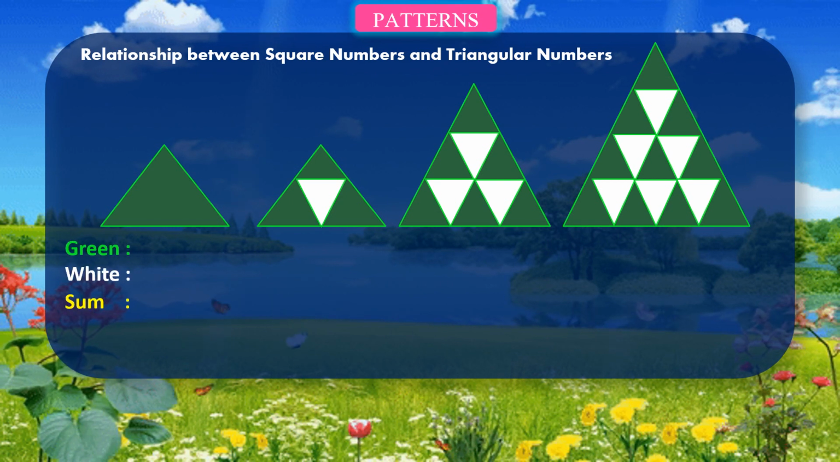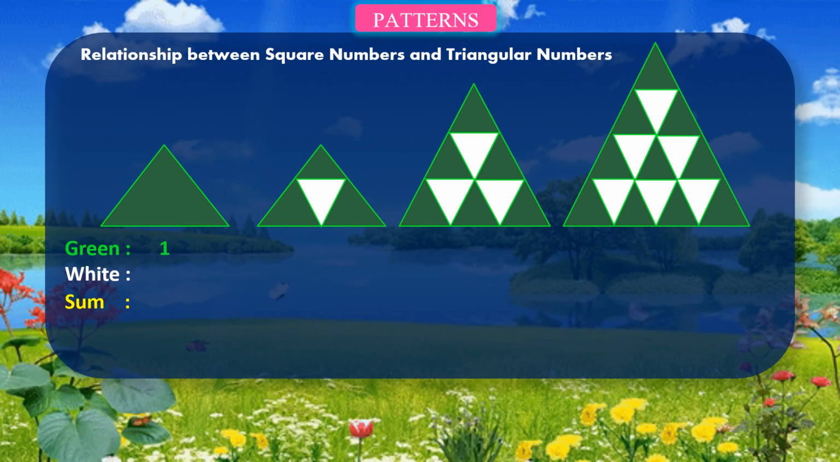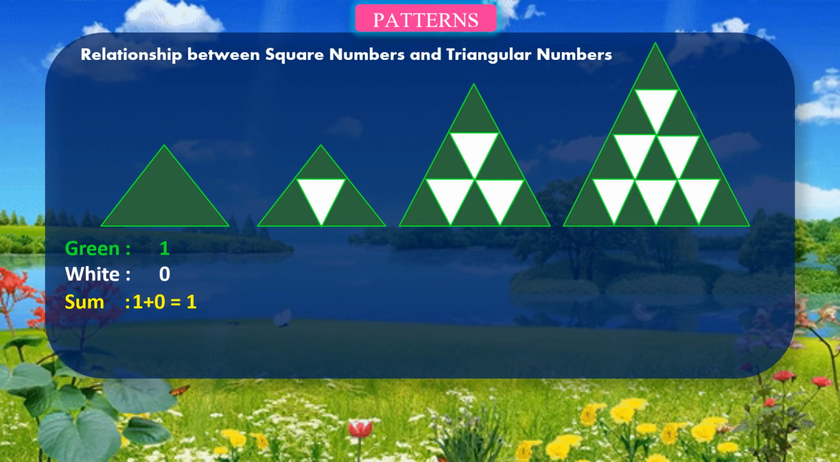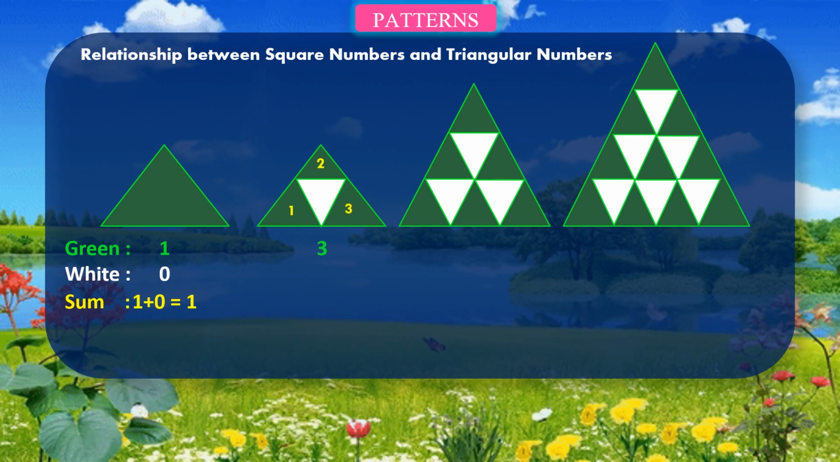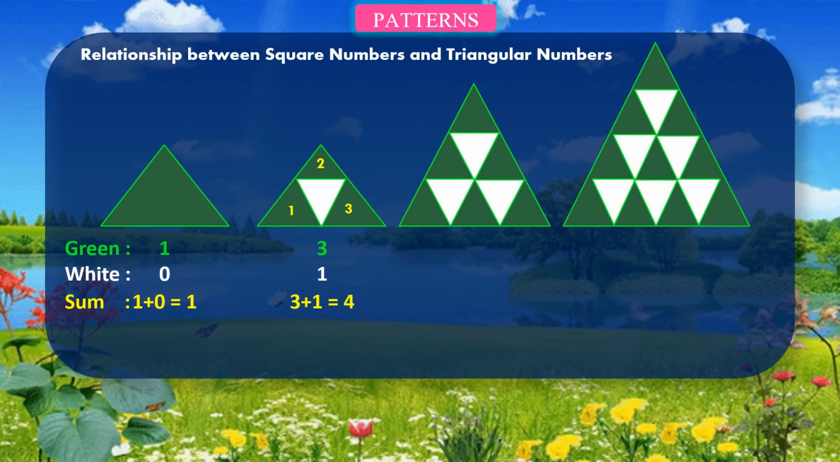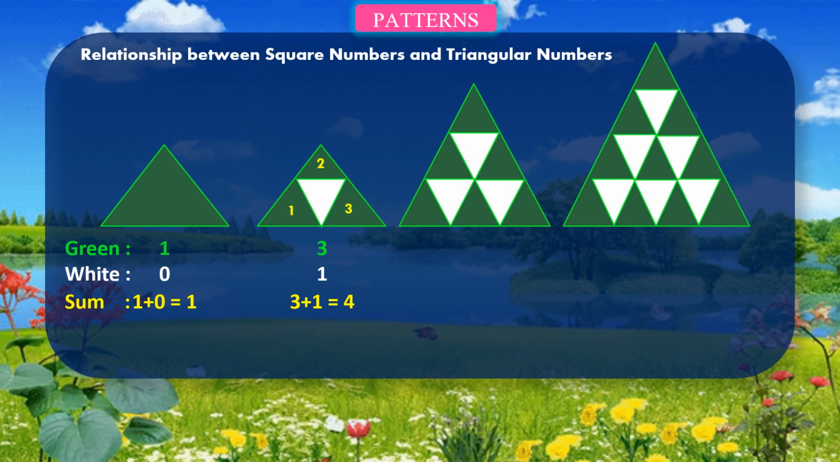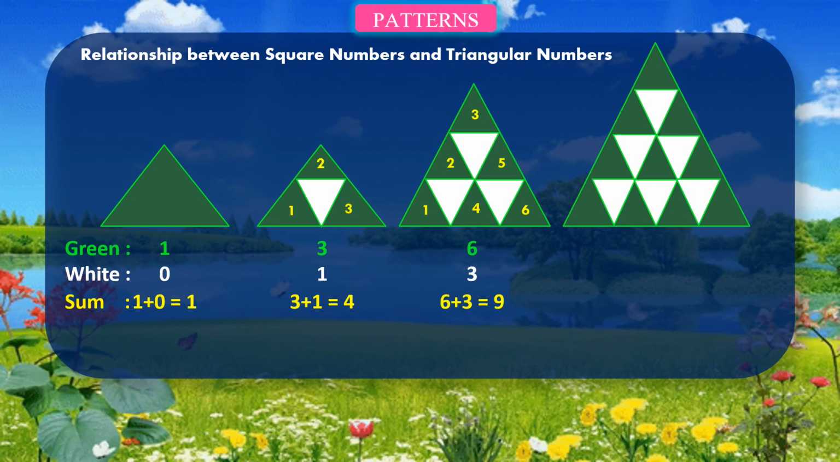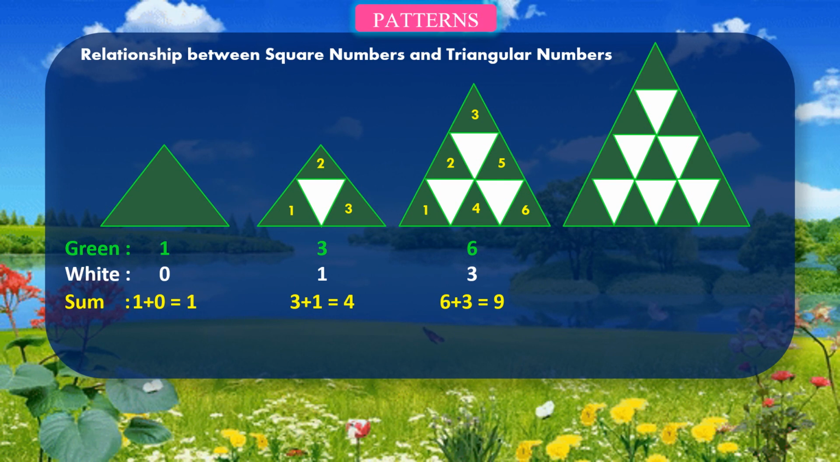Figure 1 has only one green triangle, no white triangle. The sum of green and white triangles is 1 plus 0 is equal to 1. Figure 2 has 3 green and 1 white triangles. The sum of green and white is 3 plus 1 is equal to 4. Figure 3 has 6 green and 3 white triangles. The sum of green and white is 6 plus 3 is equal to 9.